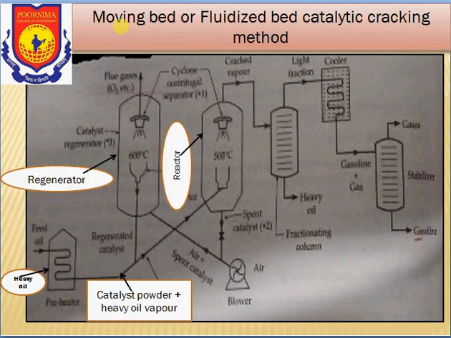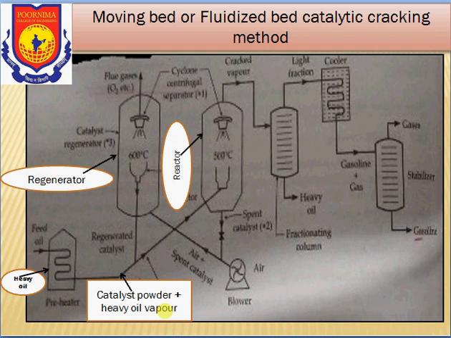Now the next is moving bed catalytic cracking. What is moving bed catalytic cracking? This is the technical diagram of the process of moving bed or fluidized bed catalytic cracking. Here the raw material, heavy oil, is taken and subjected to a preheater. It is preheated at the same temperature, 425 to 450 degrees centigrade, and then the vapor of the heavy oil mixes with the catalyst powder.